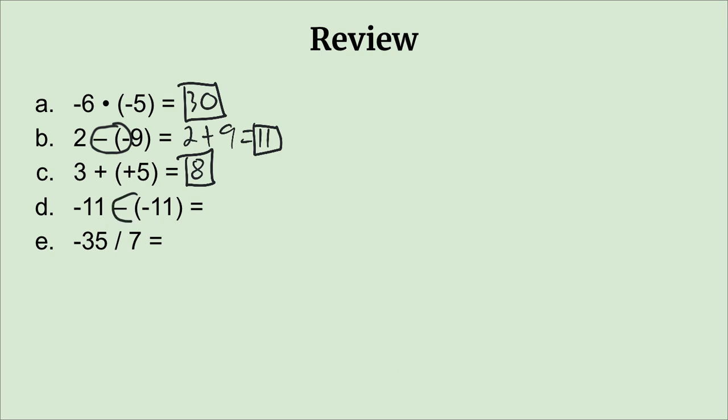This one can be tricky for students. So we've got these double negatives. So double negative becomes a positive. So we're adding, and -11 plus 11 would equal 0. And then the last one, we would get -5.